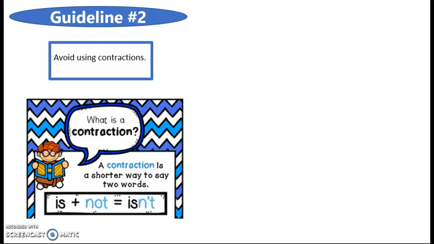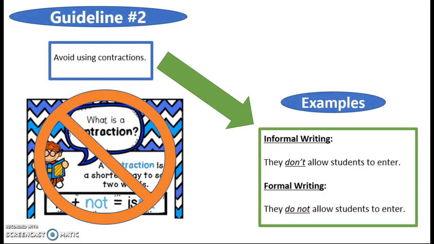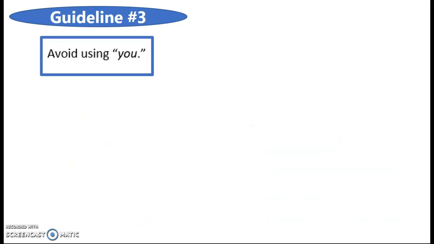Guideline number two is you want to avoid using contractions. So a contraction is basically two words put together as one word with an apostrophe. We want to avoid using these in informal writing, even though these are very common in speaking, in text messages, in emails, etc. So in formal writing, just be sure that you use the full form of the word. So for example, they don't allow students to enter. In formal writing, this should be they do not allow students to enter.